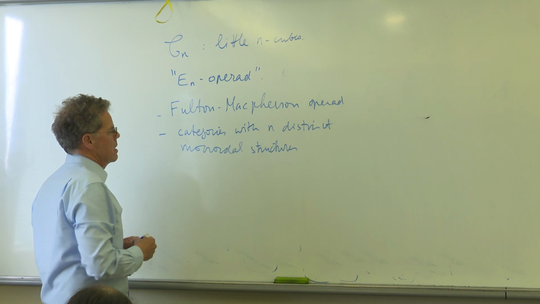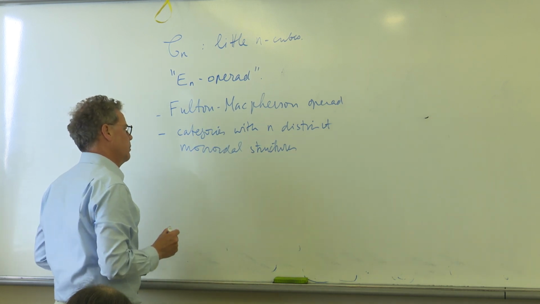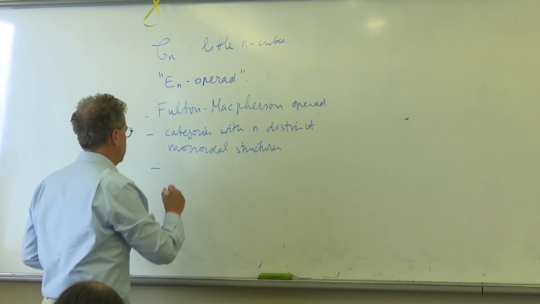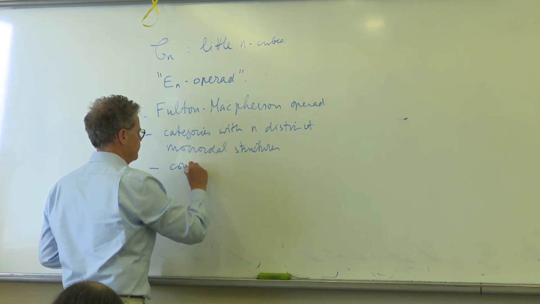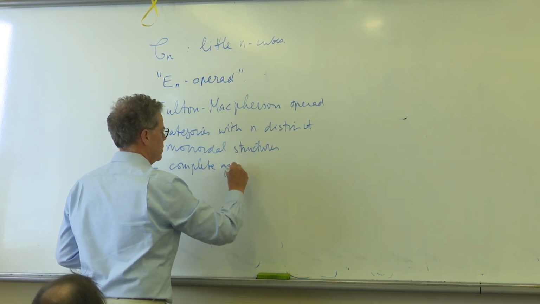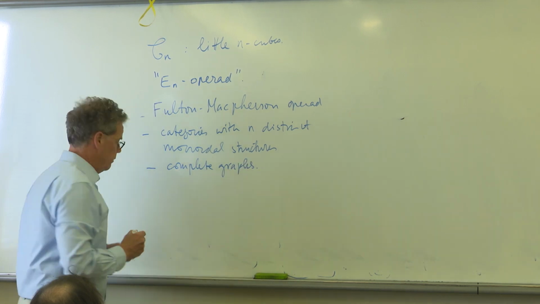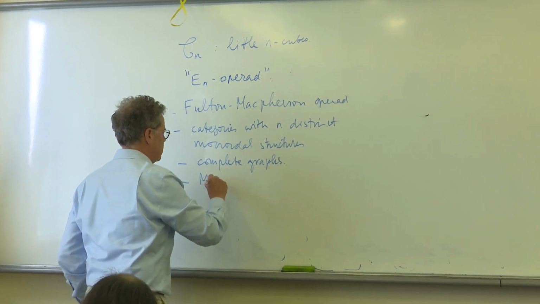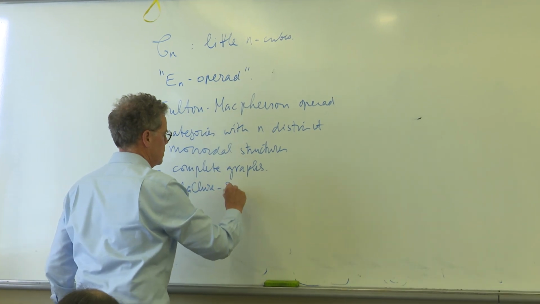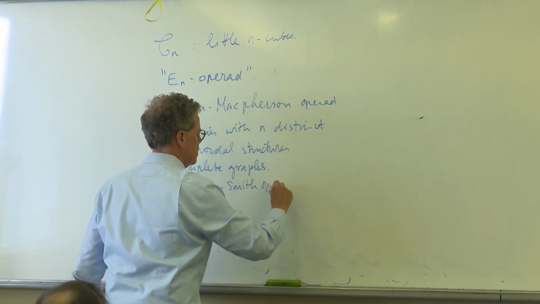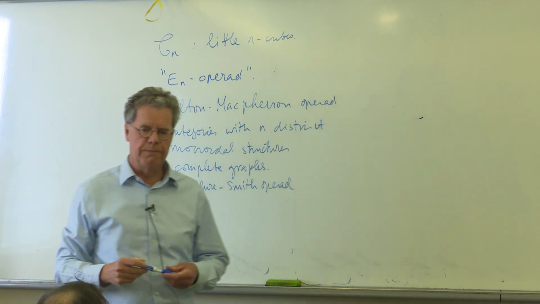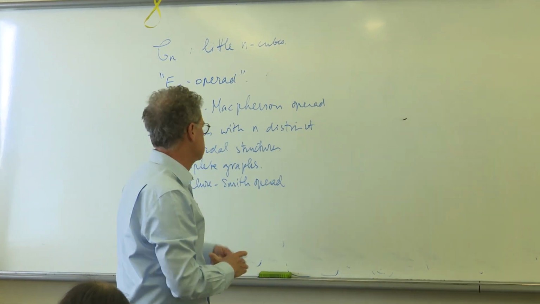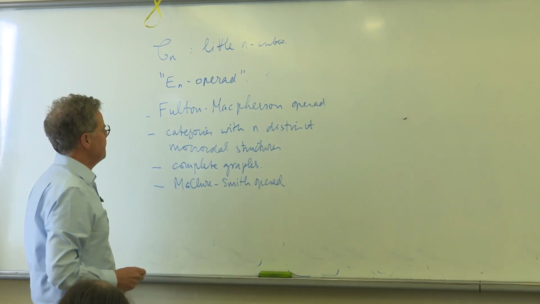I'm not sure whether I will be able to be specific about this. What I would like to emphasize today is an operad in terms of graphs, complete graphs. And there is a fourth, which I will just call the McClure-Smith operad, which is based on the theory of co-simplicial, multi-simplicial spaces. So it uses, again, a different kind of combinatorics.